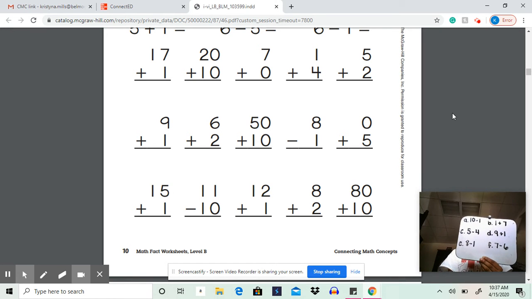Good. 10. Now I want you to touch and read problem E. Touch and read problem E. 8 minus 1. What's 8 minus 1? 7. Good job. Now I want you to touch and read problem F. Touch and read problem F. 7 minus 6. What's the answer to 7 minus 6? Good, 1. Now that we touched and read all of these problems, I want you to remember what you said the answers were to these problems, and I want you to solve them.